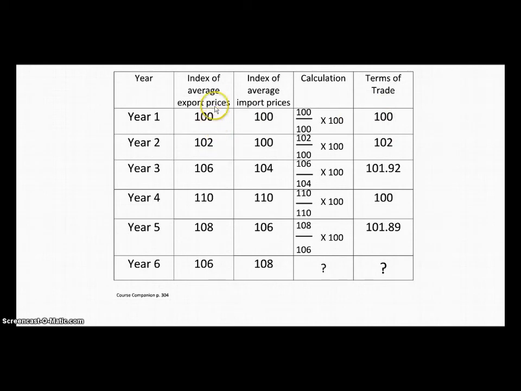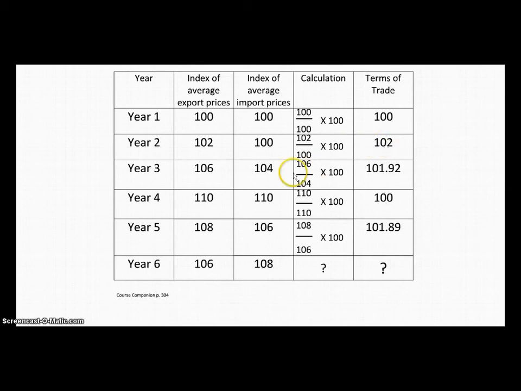In year two, we see the index of average export prices has gone up, while the index of average import prices has stayed the same. Now remember, keep in mind these are both indexes to start with. That's making an index from two other indices. So that's why they're always going to start at 100 in the base year. So this one's risen to 102. That stayed the same at 100, which means our terms of trade have improved up to 102.